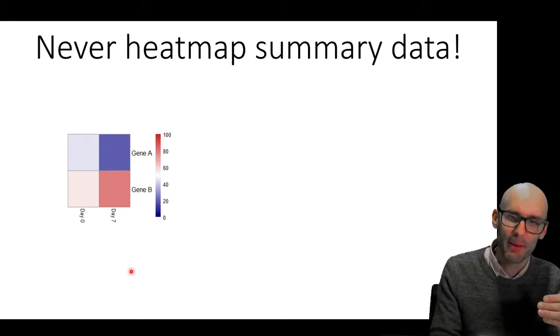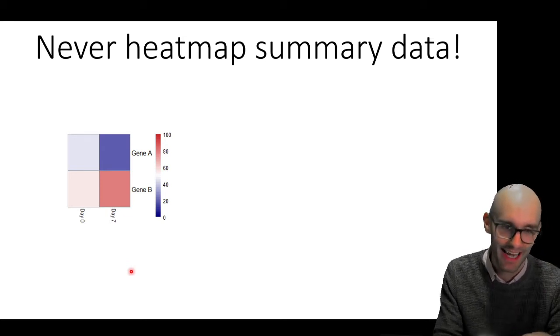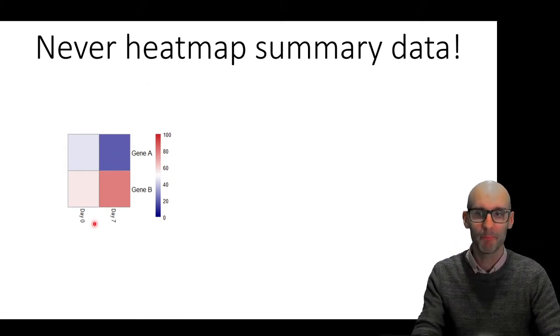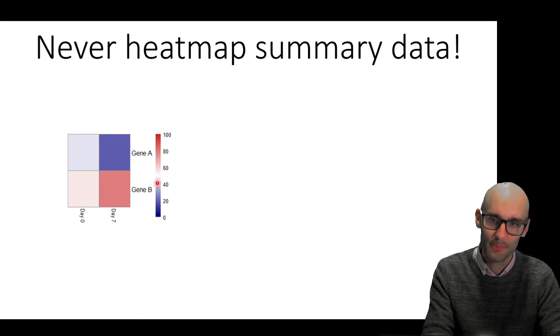Another thing that's very bad is that heat maps should never cover summary data, and there's a very good reason for this. So here's a heat map. Day 0, day 7, gene A, gene B. It looks like gene A has gone down a lot because it's gone from here down to here. And gene B has gone up a lot because it's gone from here up to here, right? So we can see the temperature change there, and it looks like a massive effect.